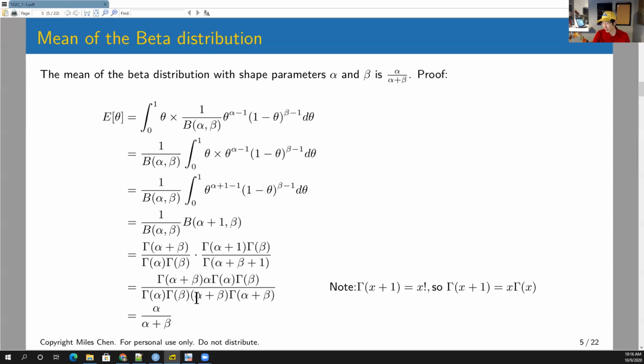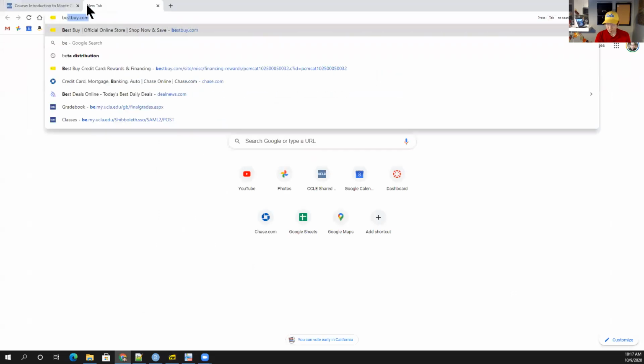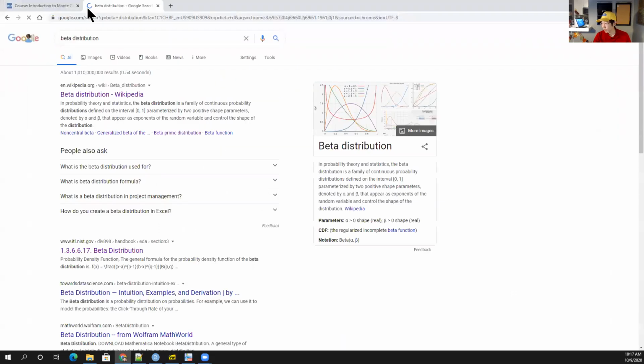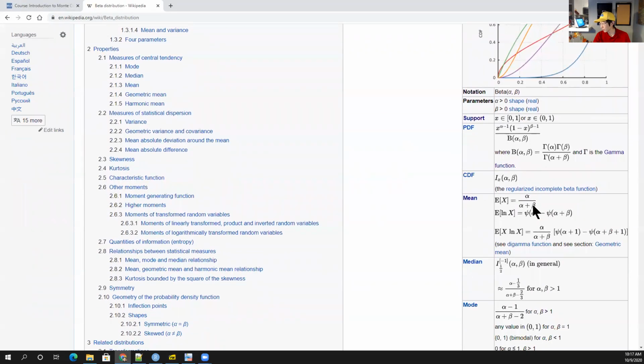All right, and then you cancel out a whole bunch of terms. So basically this cancels out with this, these cancel out with this, and you're going to be left with alpha divided by alpha plus beta. All right, and so that's going to be the mean of the beta distribution. And that aligns with, if we go over to the beta distribution on Wikipedia, the mean is alpha over alpha plus beta. So if you match Wikipedia, it's a good sign, right? Generally speaking.